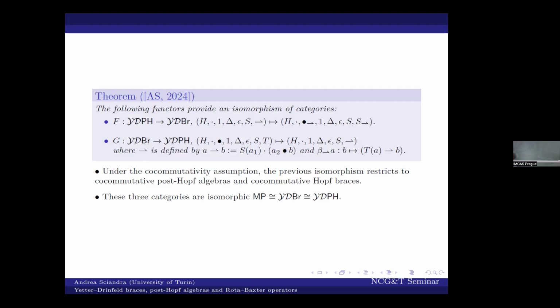So in fact, we have that these three categories are isomorphic: matched pairs of actions on a Hopf algebra, Drinfeld braces, and Drinfeld post-Hopf. And when we reduce to cocommutativity, matched pairs of actions are isomorphic to cocommutative Hopf braces, which are the cocommutative Drinfeld braces. This is proved by Angiono, Galindo, and Vendramin. And cocommutative Hopf braces are isomorphic to cocommutative post-Hopf algebras, and this is proved in the paper of Li, Sheng, and Tang. So we just lift this isomorphism of categories to a non-cocommutative setting.